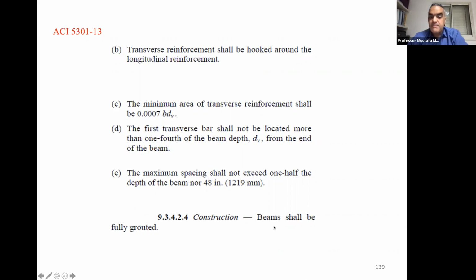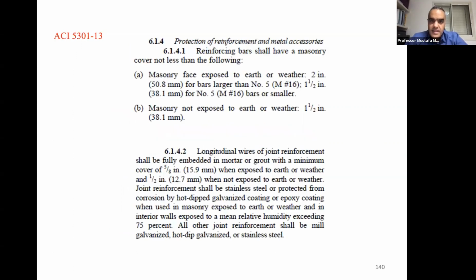Now the beam shall be fully grouted. If it's a lintel, the beam should be fully grouted, not partially grouted. Partially grouted or hollow is for walls only. Now this covers the protection of the reinforcement and metal accessories. These are requirements for the cover, the minimum cover required for the masonry to protect the reinforcement, similar to concrete. The provisions are given in section 6.1.4.